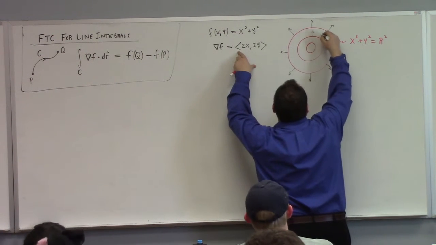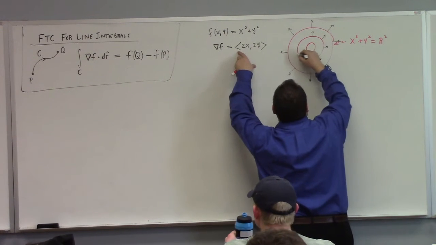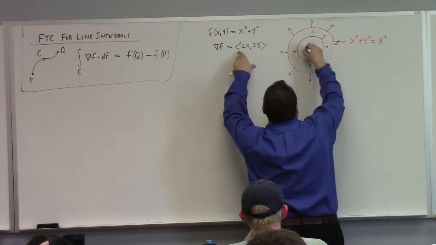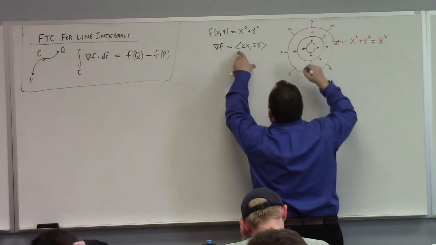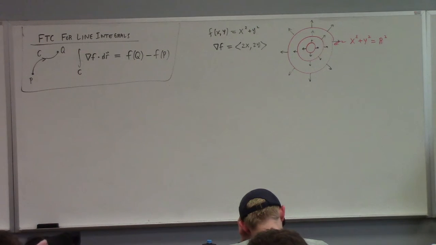All right, so it's going outward, and it's always going radially away from the origin. That's what this thing looks like. So it's a vector field. It gives you a force vector at each point in space, you can think of it.